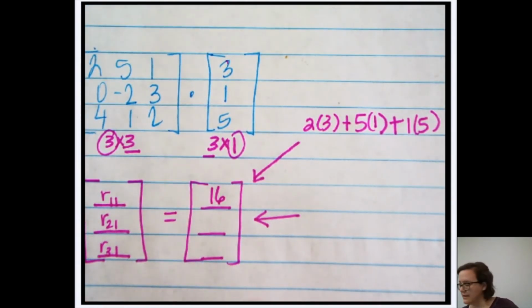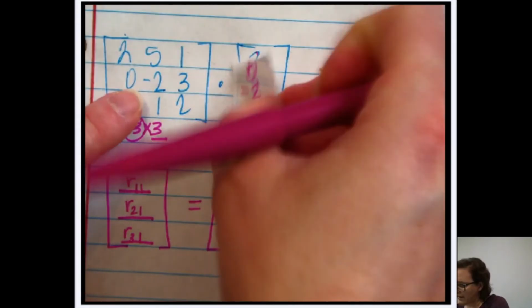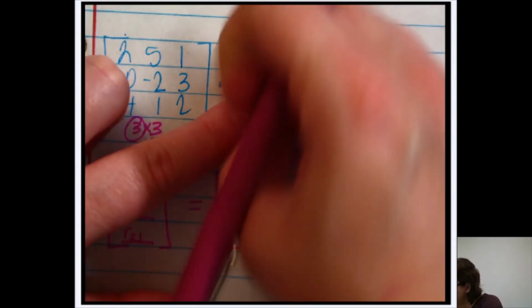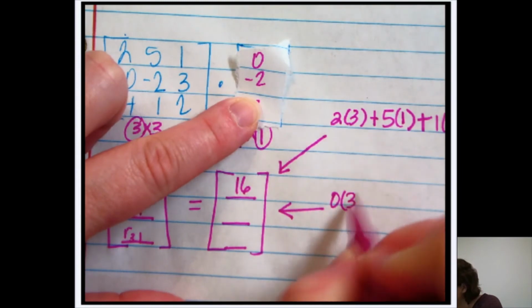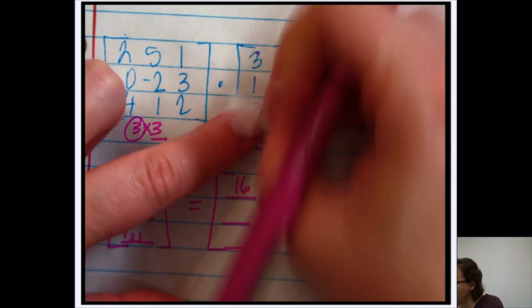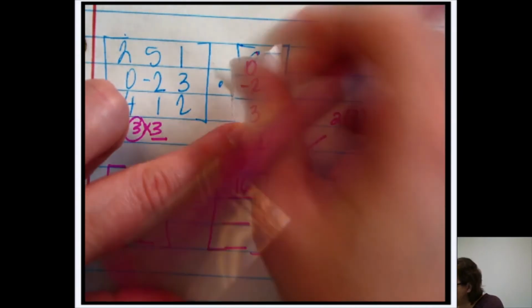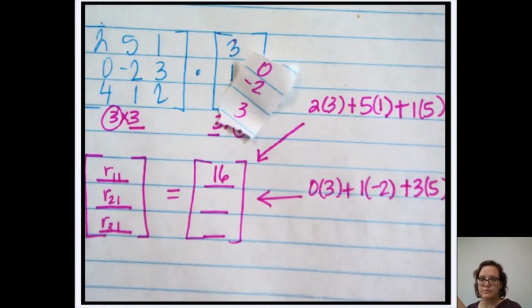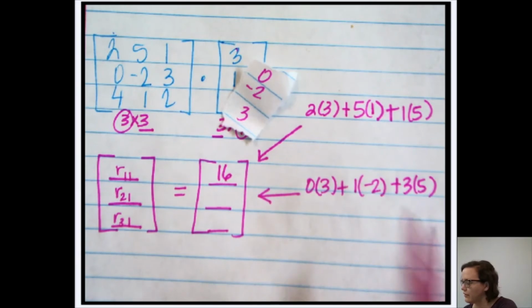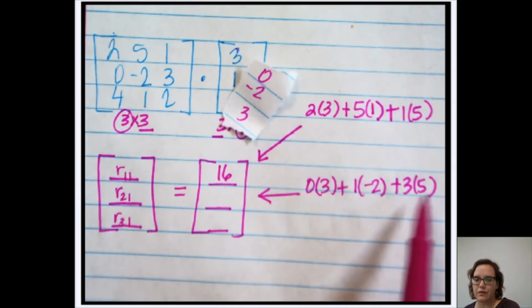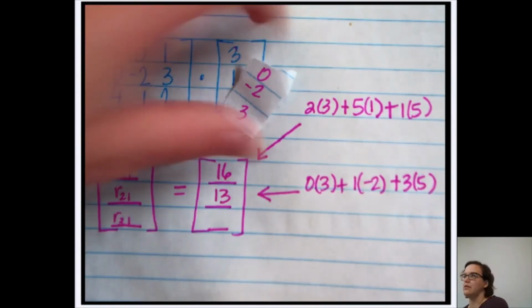So if I take the 0, negative 2, 3, so I've just written it as a column, making it fall here. So I take the 0 times the 3, plus the 1 times the negative 2, or negative 2 times 1, either one, plus 3 times 5. And we put those together. So we get 0 and a negative 2 is negative 2, and 3 times 5 is 15. So we get 13.